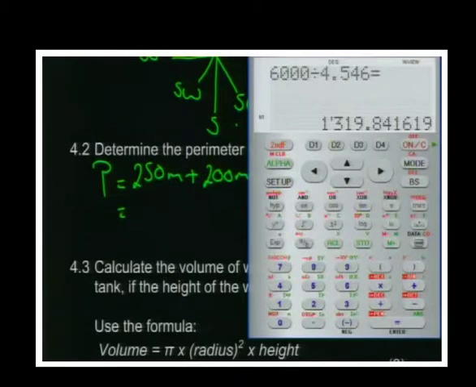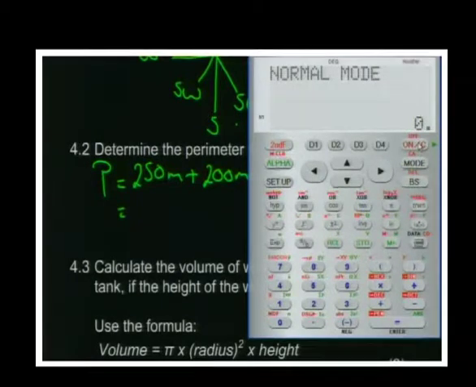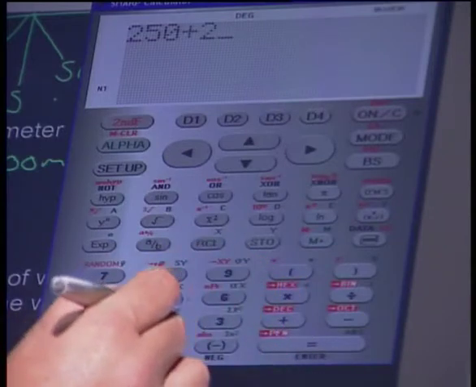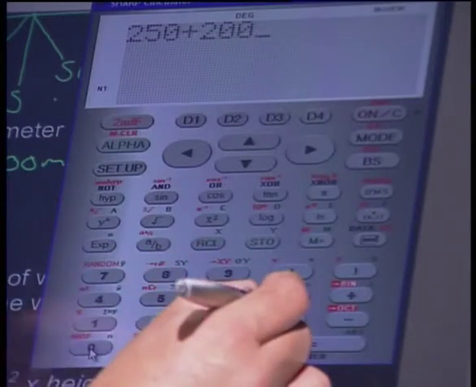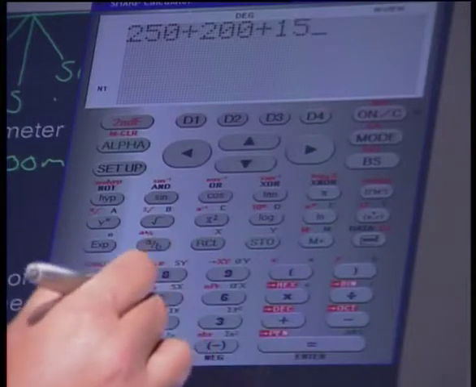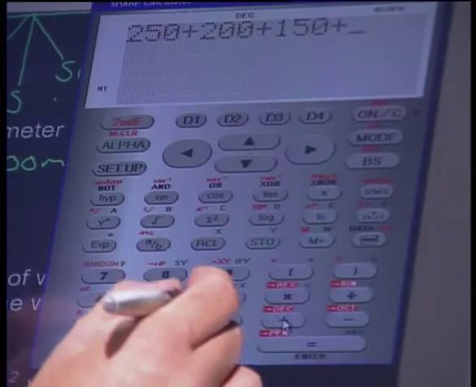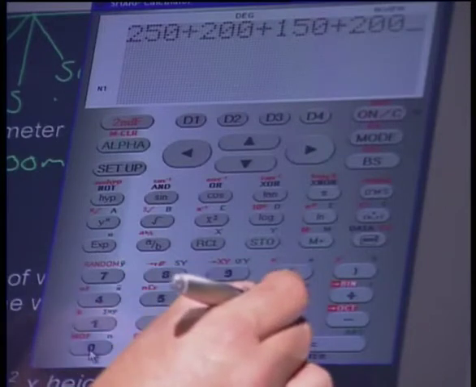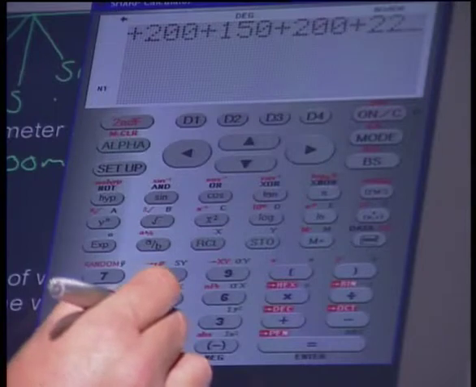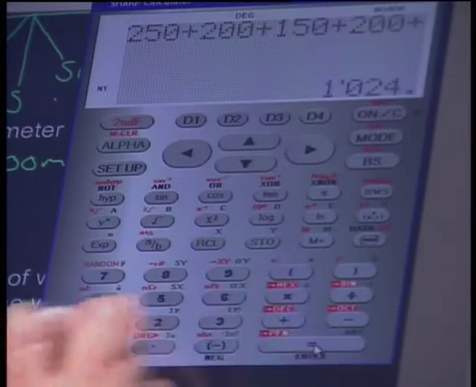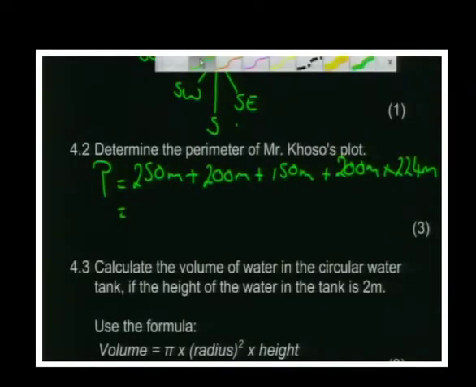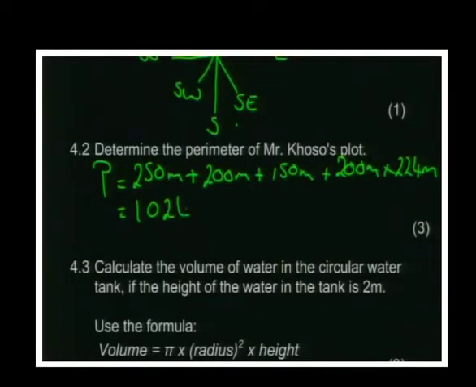and now all we do is we take our calculator, and we are going to say the following. I am saying 250 plus my 200 plus my 150 plus another 200 plus 224. And my final answer is going to be 1,024 meters. So it's 1,024, what's the unit? Meters.